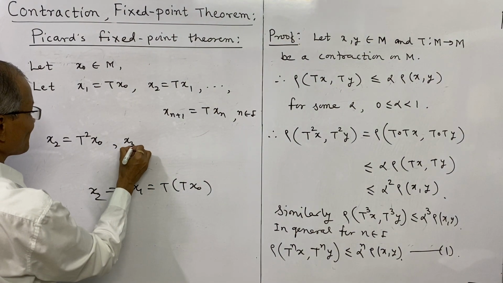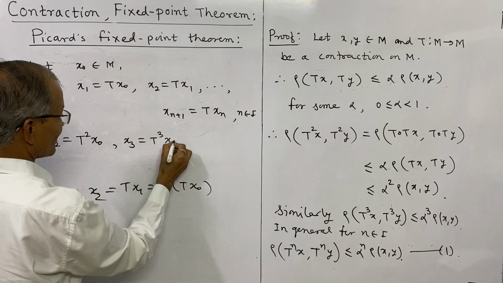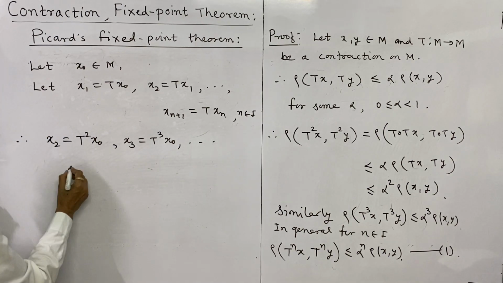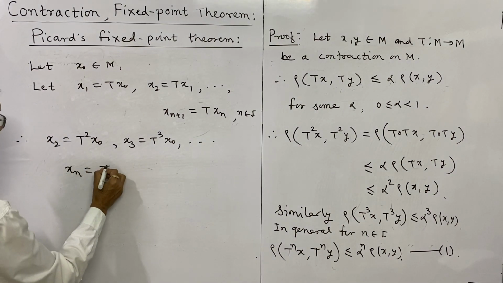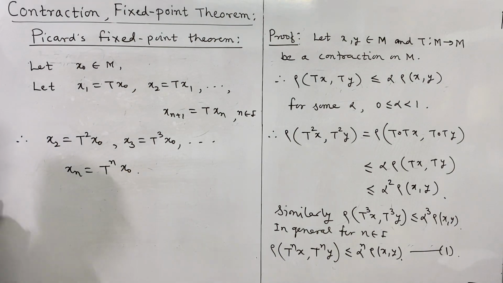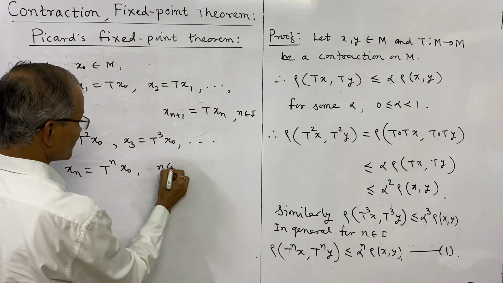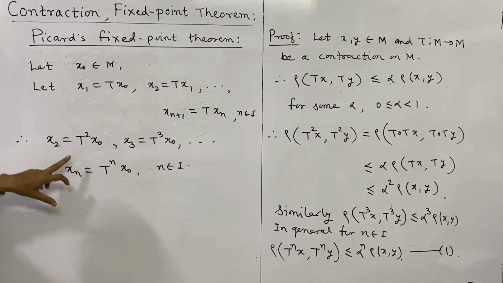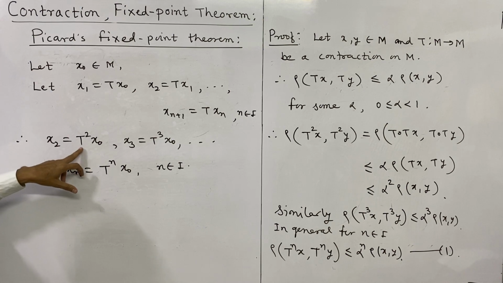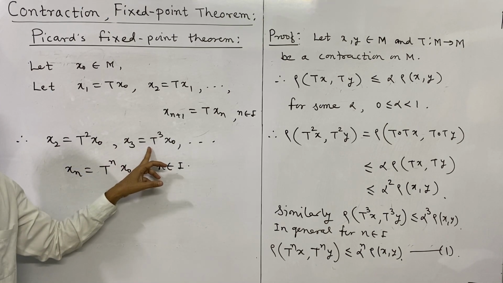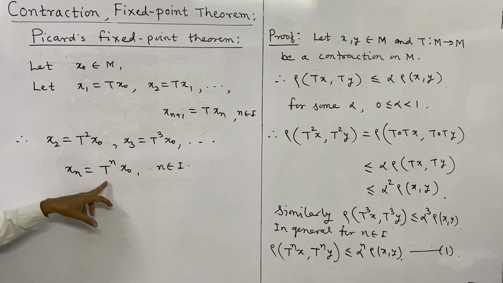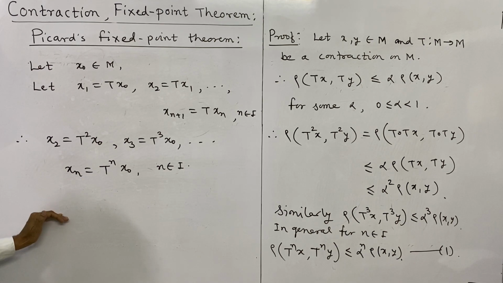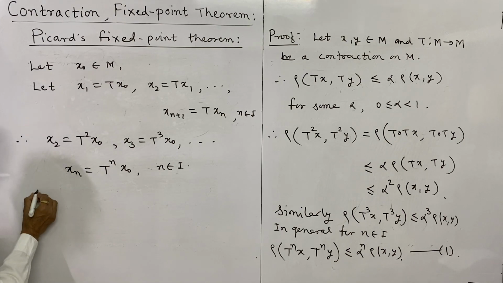Similarly, x3 will be T cube x naught, and so on. What will be xn? xn will be T to the power n x naught, where n belongs to the positive integers. So this is what we have obtained: x1 is T of x naught, x2 is T square of x naught, x3 is T cube x naught, and so on. xn is T to the power n x naught. Now what we will show is that this xn is a Cauchy sequence.